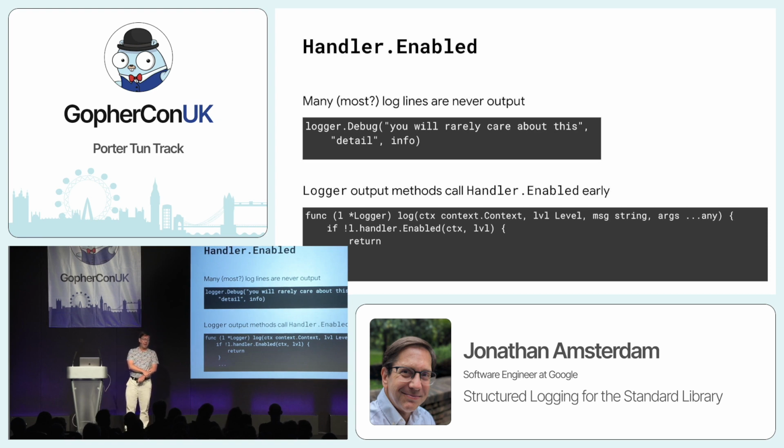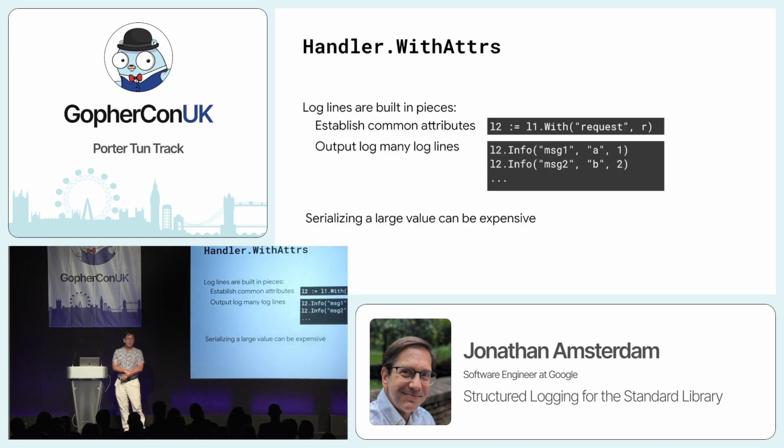That's a pretty straightforward optimization. Many, if not most, log lines never get output because they're for debugging. So you want that to happen really fast. So the handler's enabled method is called right at the beginning of whenever we start logging something. And if it returns false, we just get out of there right away. Pretty straightforward optimization.